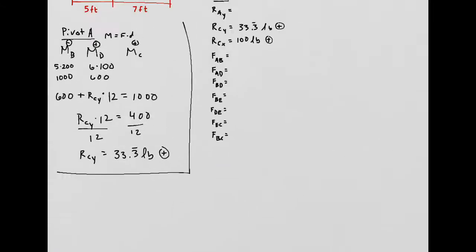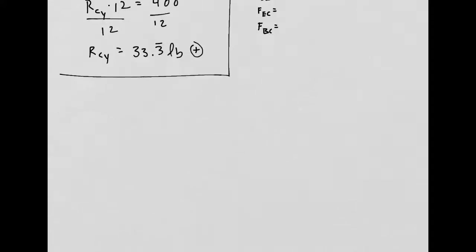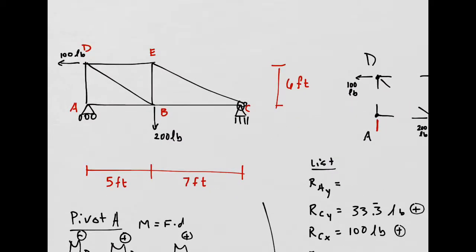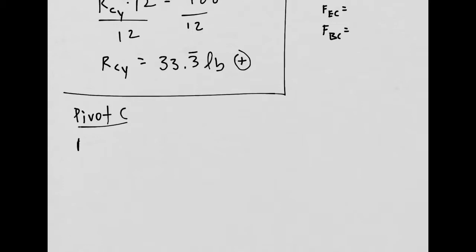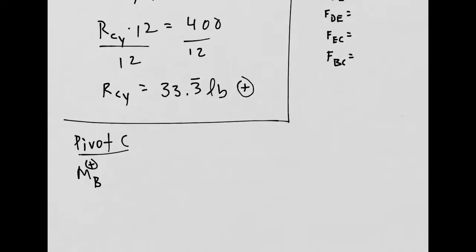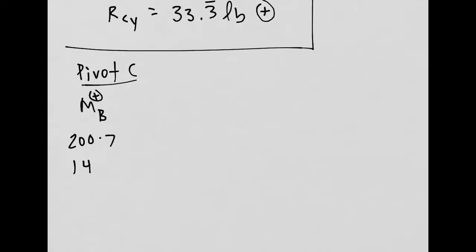So I pivot around the other support, pivot around the C, and then I take a look at the moments. So I pivot there. The moment due to the force at B makes a positive moment. What is that moment? That is 200 times the perpendicular distance. 200 times 7, that's 1,400.